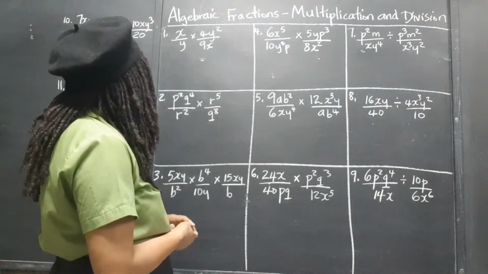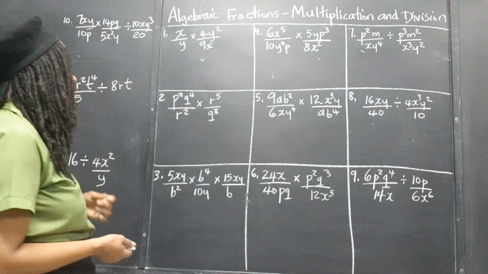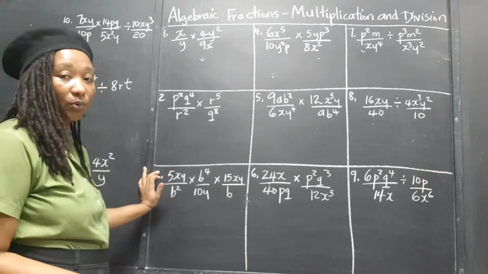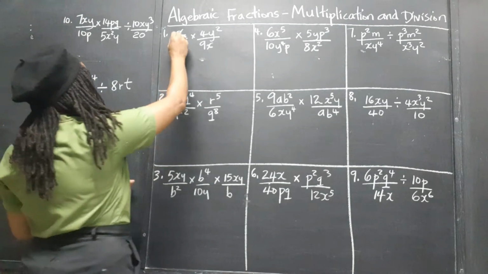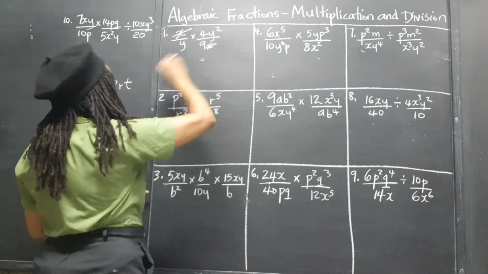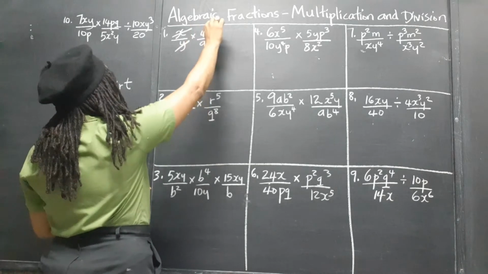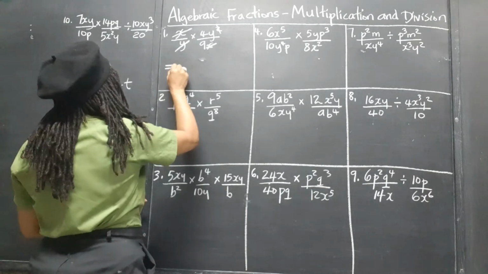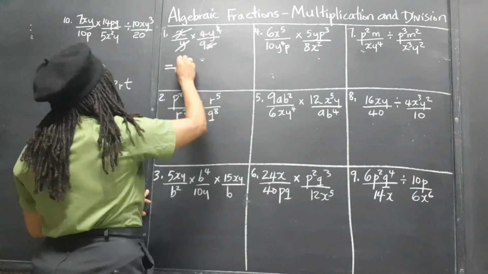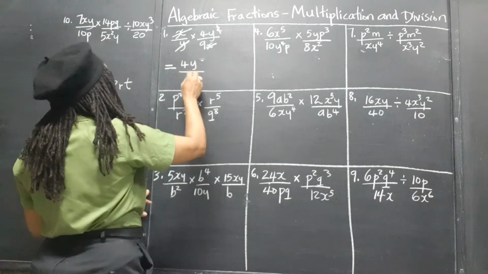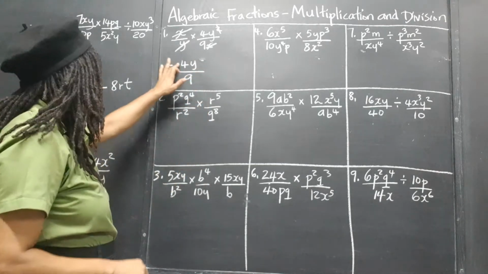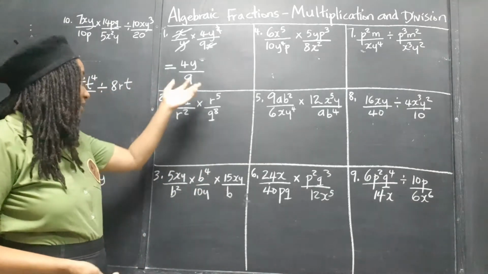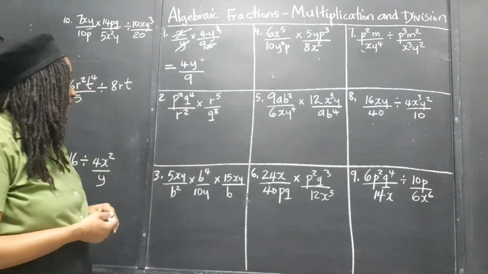Alright, so here we have x over y times 4y squared over 9x. So we're going to see what can be cancelled out, what can be reduced. So this x can cancel out that x. This y can cancel one of those y's. So what we're left with then, in the numerator we're left with 4y, and in the denominator we're left with 9. And 4/9 cannot be reduced any further. This is our final answer, 4y over 9.